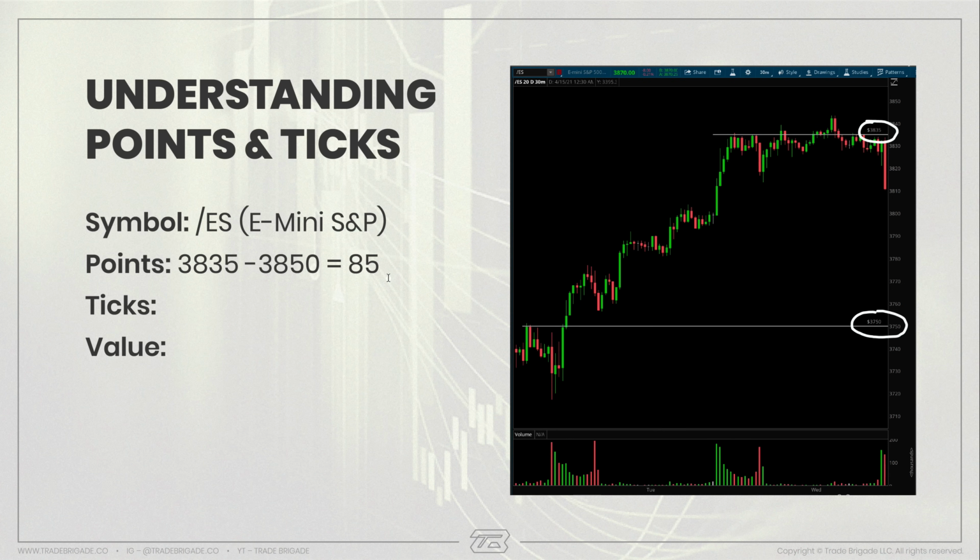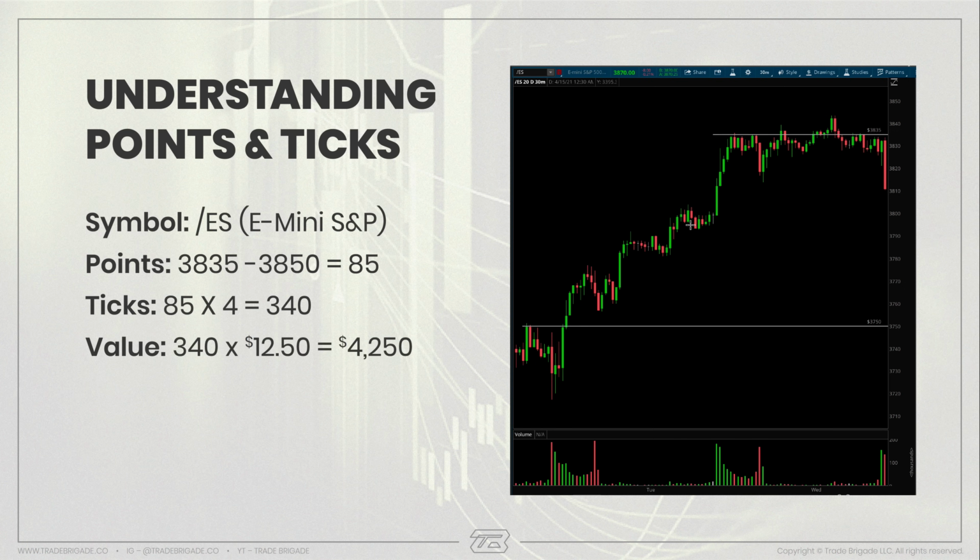We know that the E-mini S&P has a multiplier of 4 ticks per point. So if we now multiply, again, those 85 points by 4 ticks per point, we're left with 340 ticks in this move in the chart here, from level down here all the way up to the level way up there. Now, how do we actually assign a dollar value to that? Well, we know the tick value of the S&P is $12.50. So if you multiply 340 ticks by $12.50 per tick, you're looking at a move here, if you only bought one contract, of $4,250.